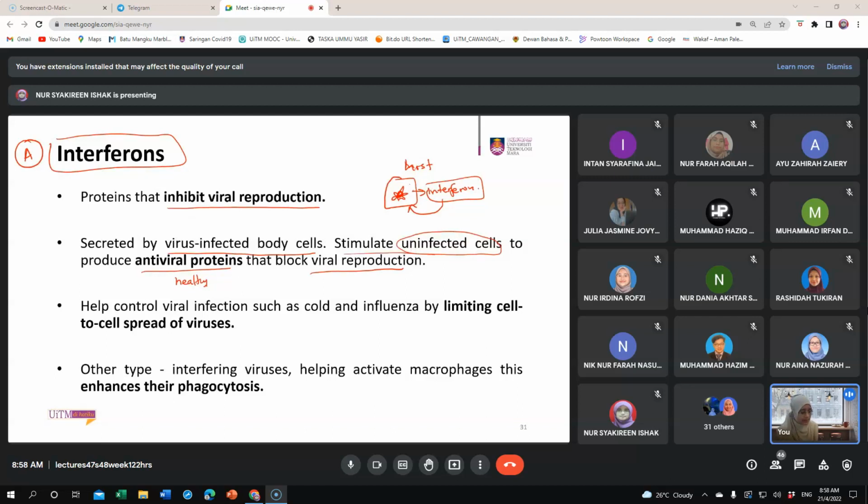Other types of interferons help activate macrophages, which enhances their phagocytosis. So the interferons also activate macrophages so that the macrophage can engulf the pathogen better. Okay, this enhances the process of phagocytosis.